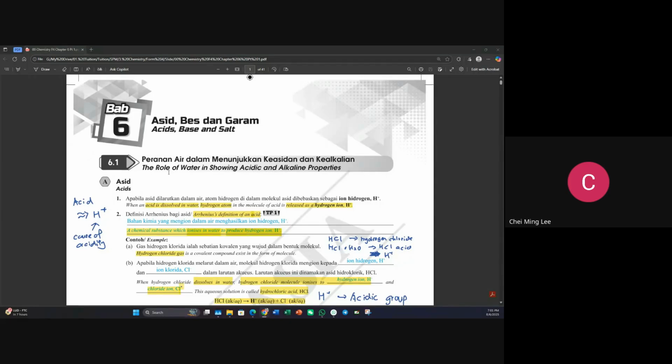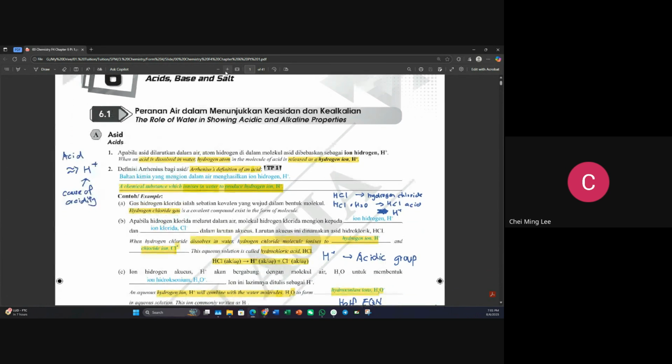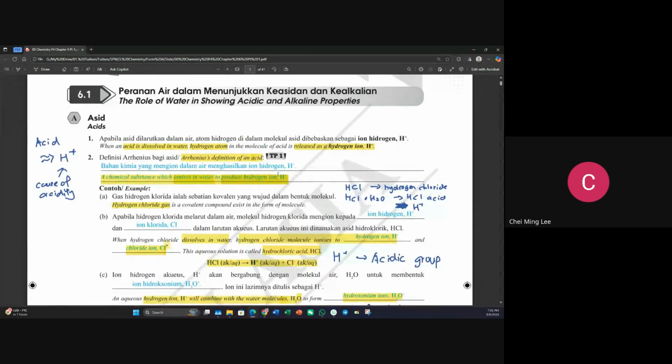So let's see the role of water in showing acidic and alkaline property. Like in acid, when acid is dissolved in water, the hydrogen atom in the molecule of acid will release as hydrogen ion. So the hydrogen ion is the functional group for acid. The more acidic it is, the more hydrogen ion it can release.